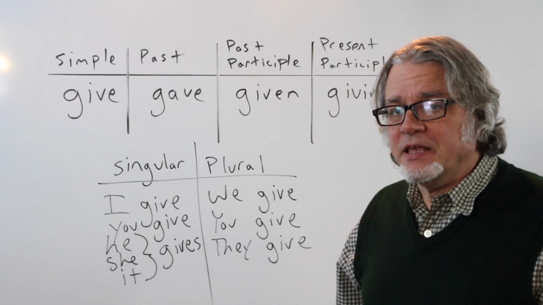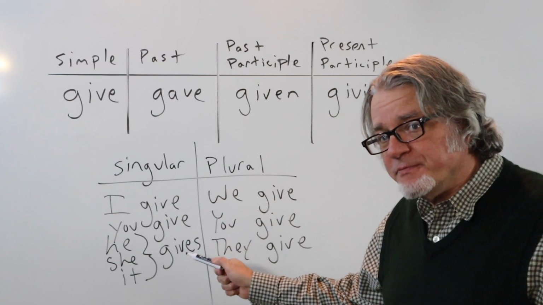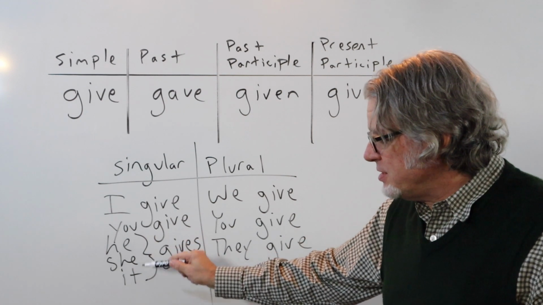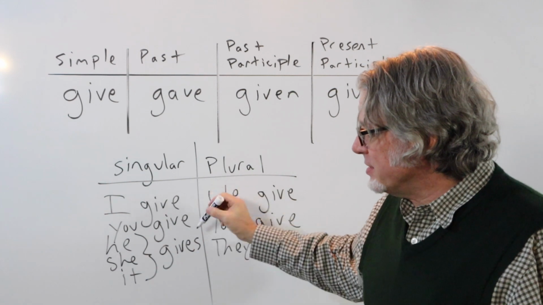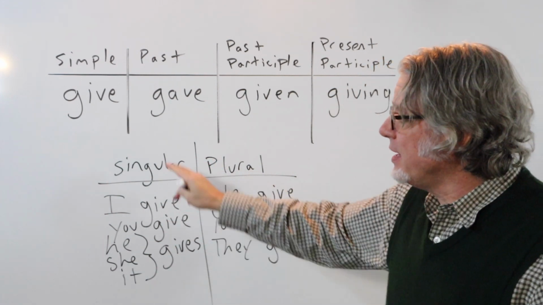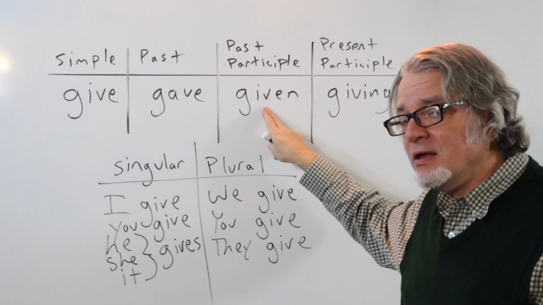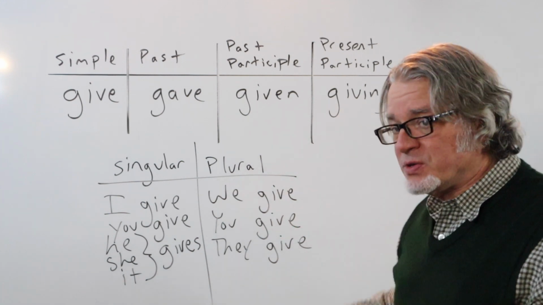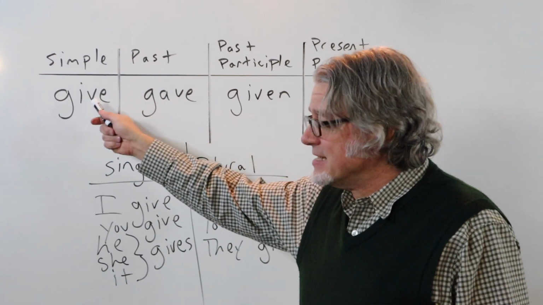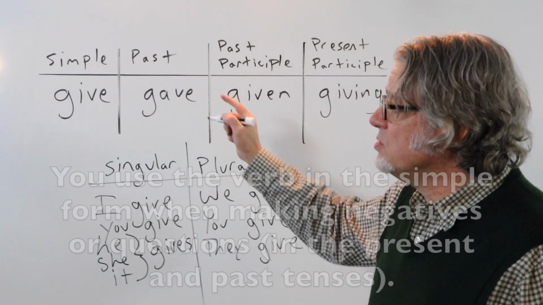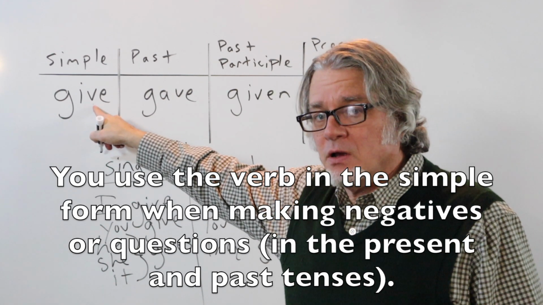Here's the verb give in the present tense. Notice that the verb changes here. He, she, or it gives. The way to think about this is the present tense, and this is the simple form. This is the past tense, this is the past participle, this is the present participle. The reason this is not the same as this is because you use the verb in the simple form when making negatives or questions.